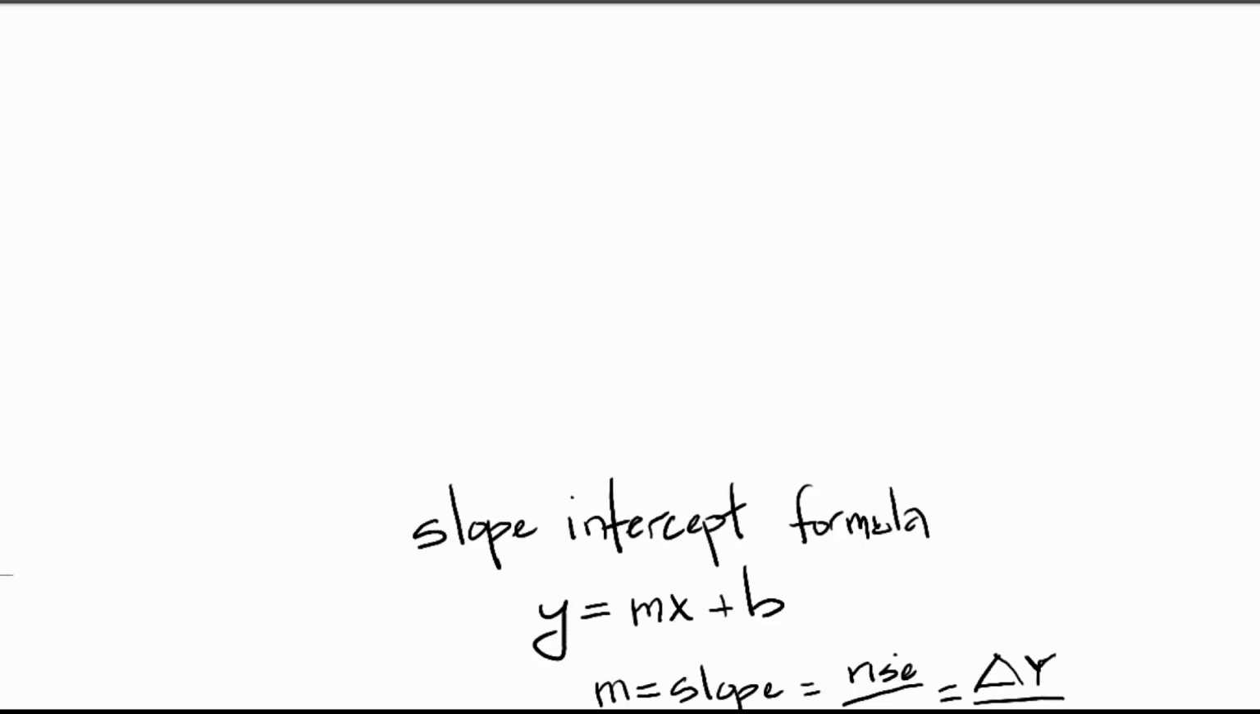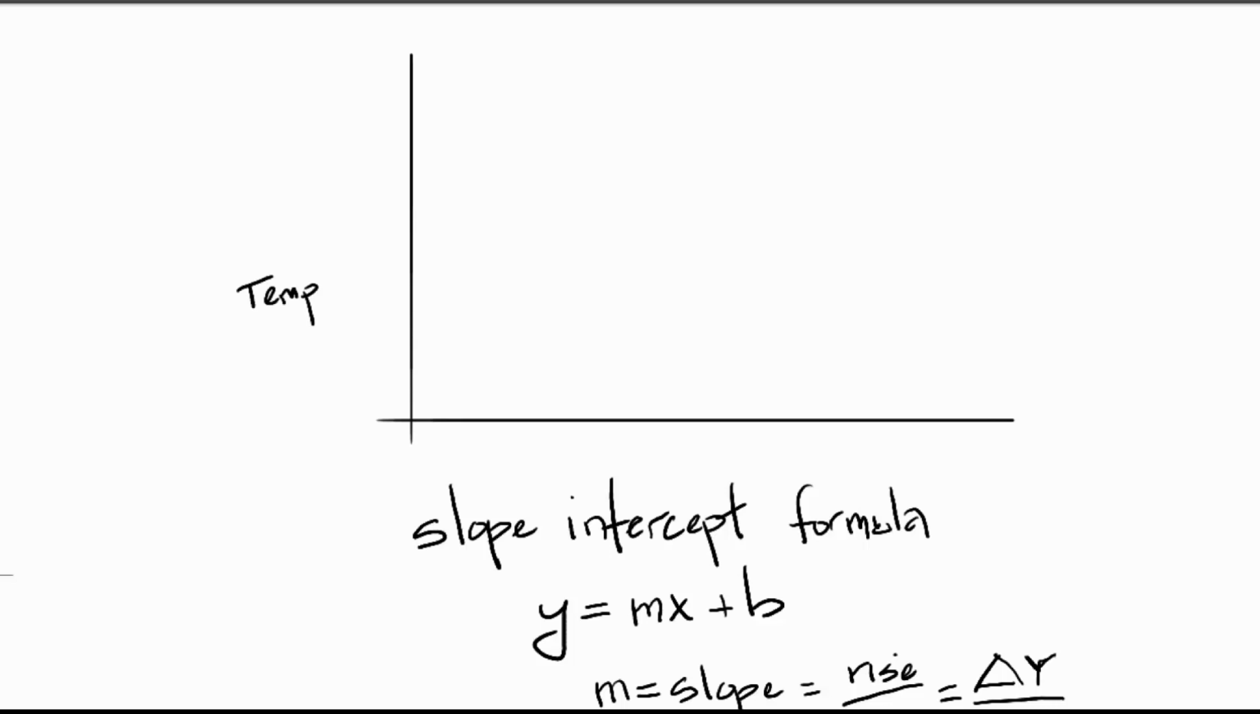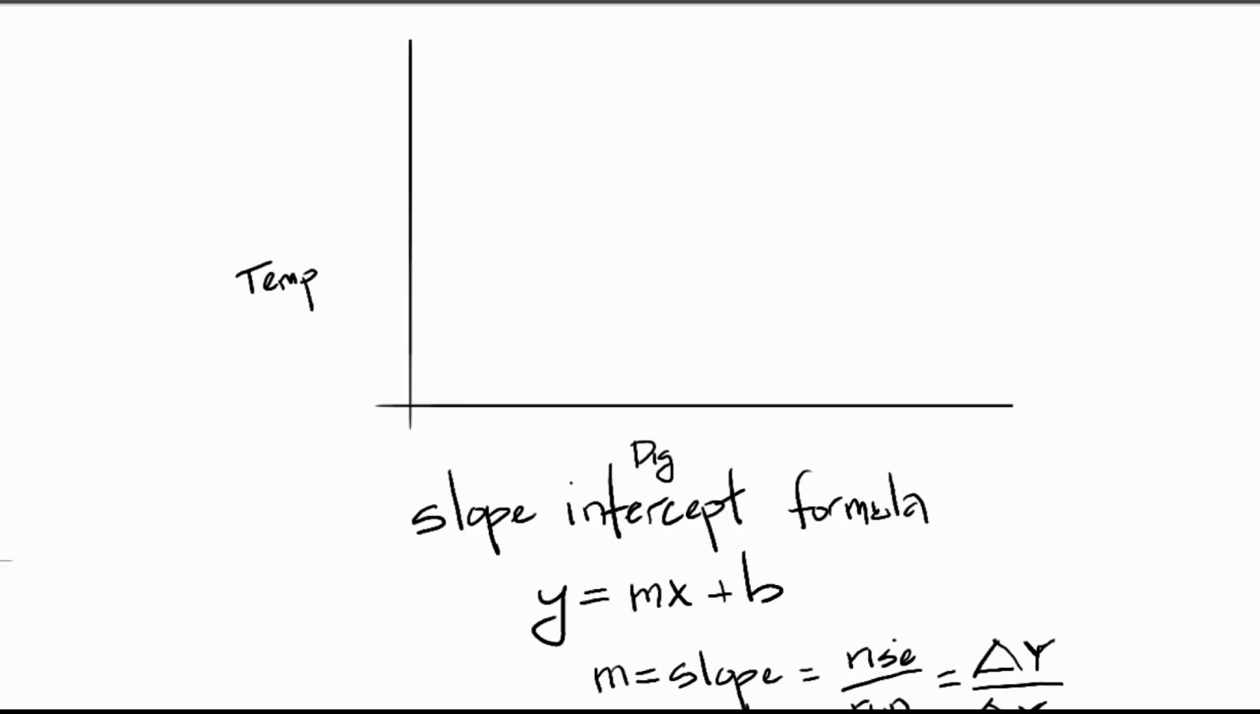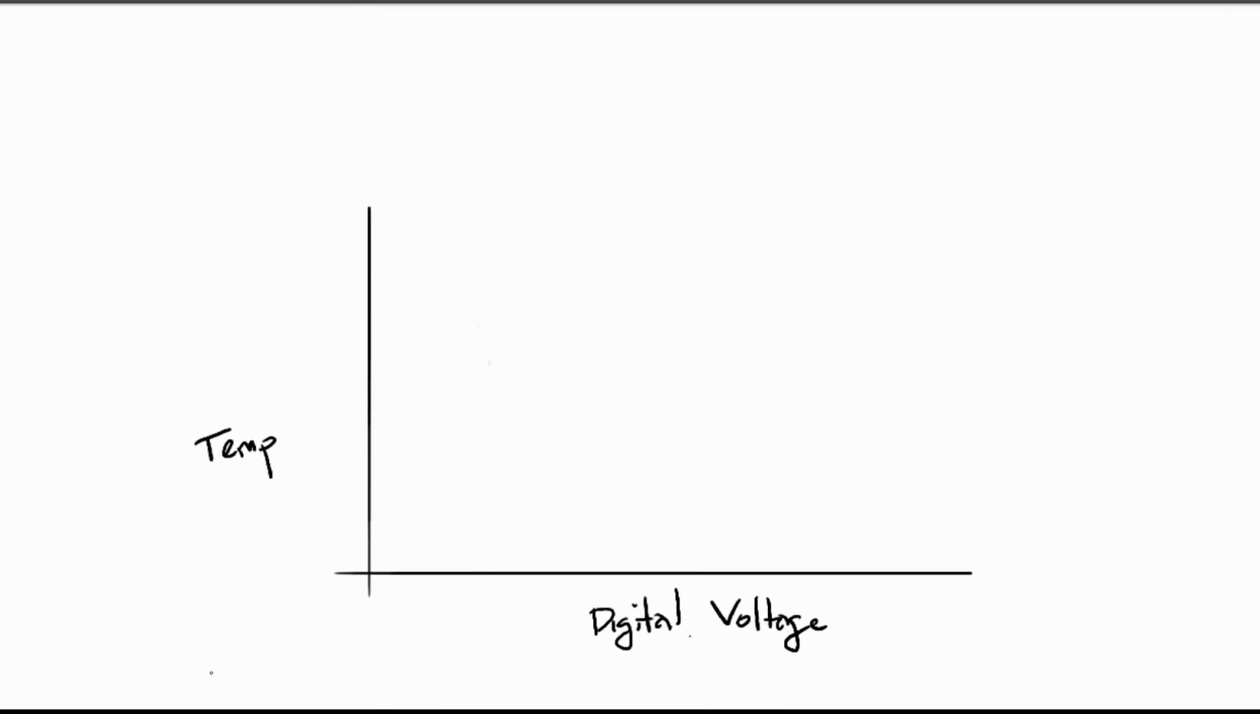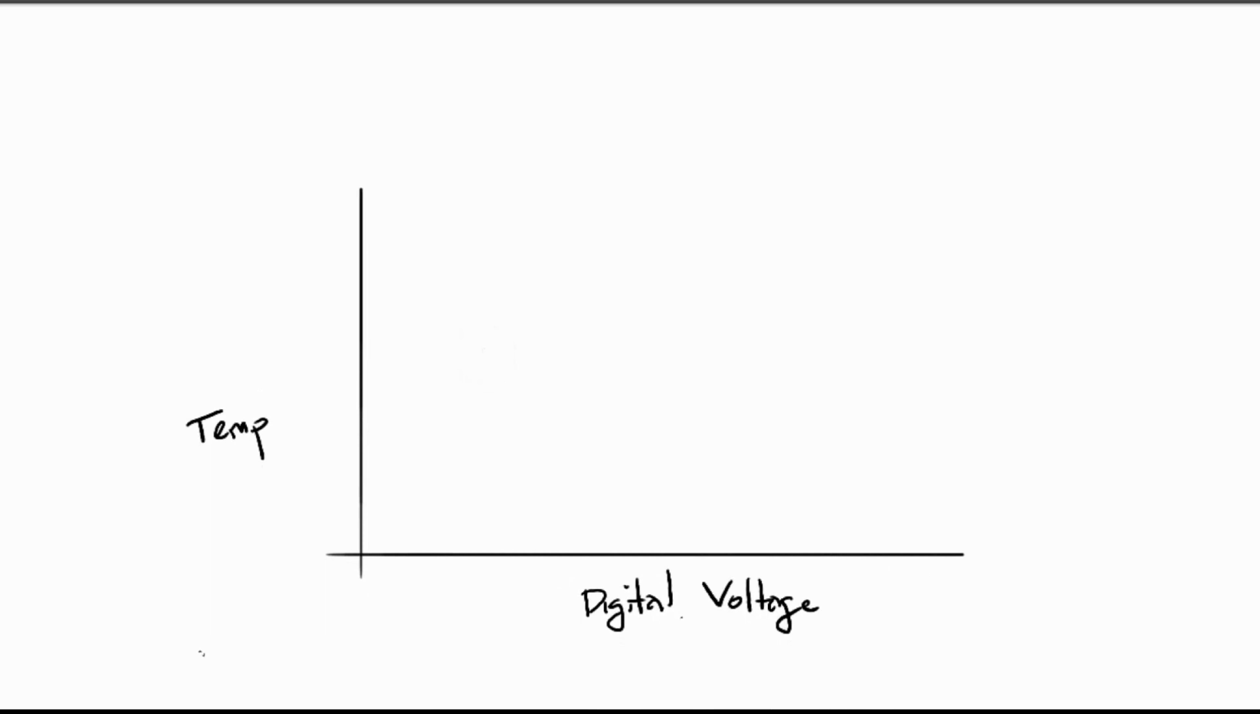So let's go ahead and take a look at a little graph. We should probably draw a graph and kind of understand what we're doing here. So let's say that this is temperature on the y-axis, and the x-axis will be the digital voltage values. Okay, so let's take a look at the different values. Let's say that this is the 30 degree mark, and this is the 110 degree mark.